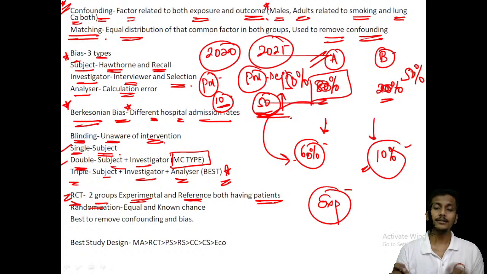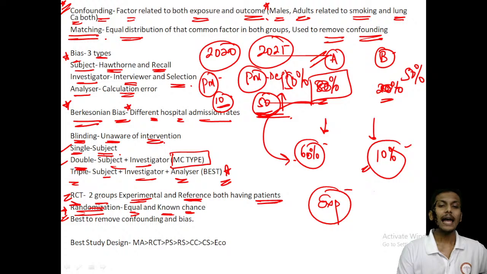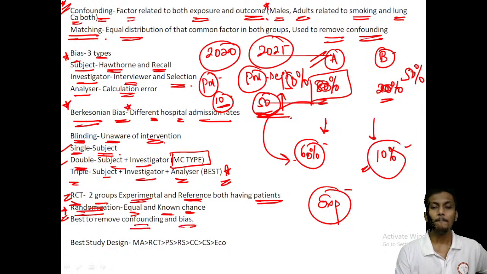Very important guys, this is different. Okay, randomization means what? इसके ऊपर भी नीट पीजी में एक बारी क्वेश्चन था. What do we mean by randomization? Randomization means equal and known chance. Okay, so please remember, equal and known chance to be selected in a study group. This process is known as randomization. Randomization is the best technique to remove any confounding or bias.